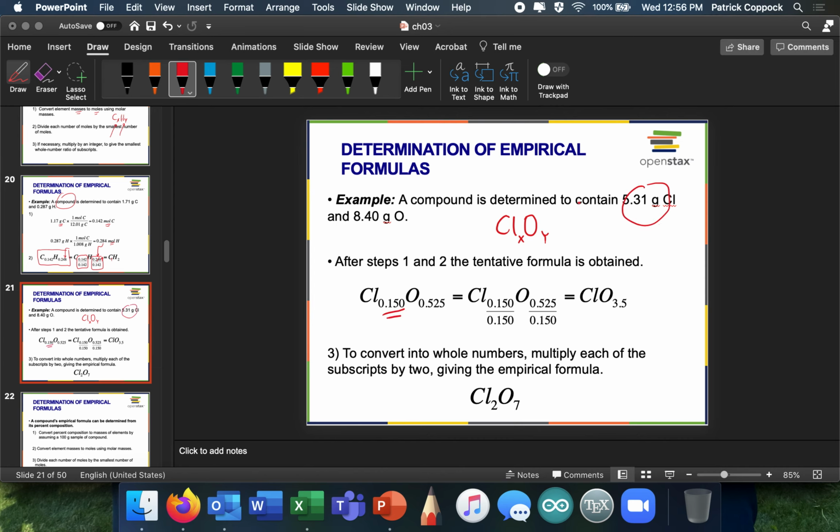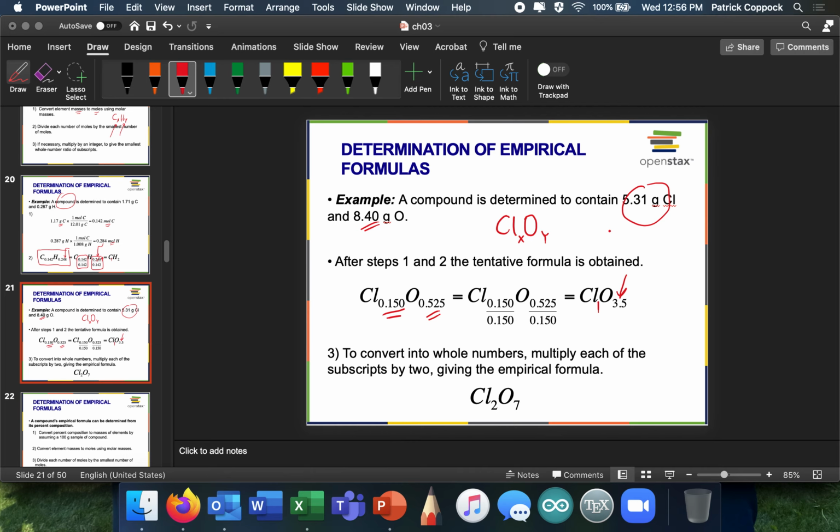There's my moles of chlorine, and I did that by doing a formula mass of chlorine. And I convert this many grams of oxygen to this many moles, because you've got to have moles here. Now I divide both of those by the smallest number, and the smallest number is 0.15. So this goes to 1, which I leave out. We don't put the 1 in if it's a 1. But this goes to 3.5. That's not an integer. Wait, I can't do that.